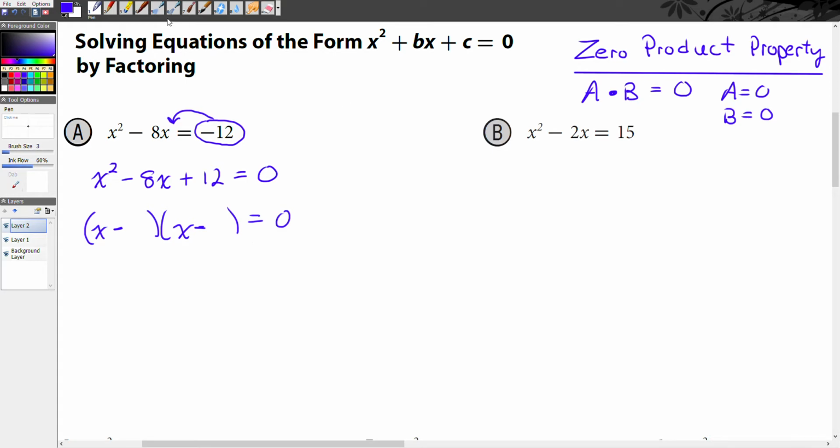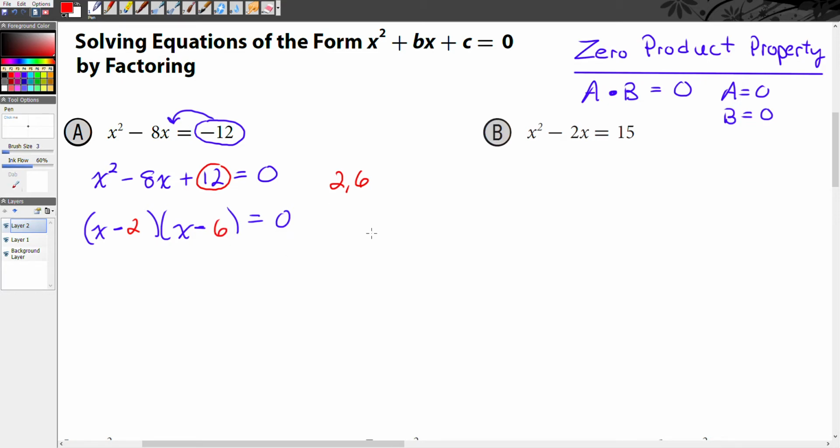So I have to now think, what are two numbers that multiply together to make positive 12 and add together to make negative 8? That would be negative 2 and negative 6, right? Because 2 times 6 equals 12, and 2 plus 6 equals 8. And you see the negatives are here already. So we have x minus 2 times x minus 6 equals 0.